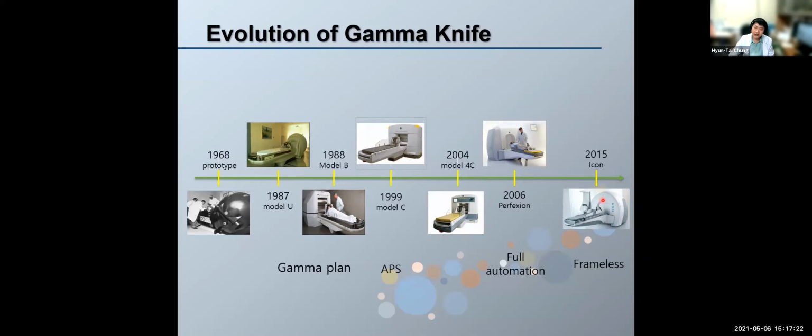And in 2015, the newest model, Icon, was introduced to the market. The Icon has compatibility here because they share the same irradiation unit. The physics of radiation given in this presentation can be applied to both Perfexion and Icon.